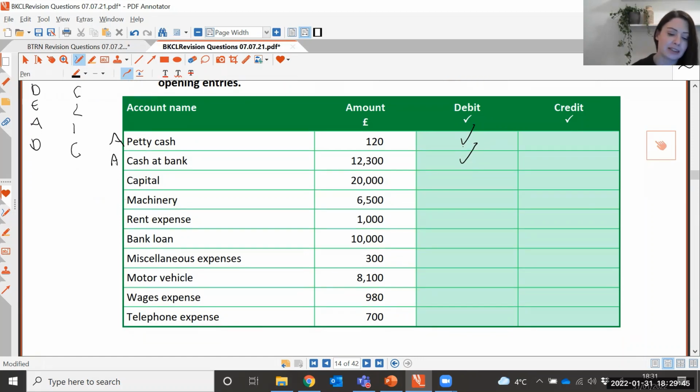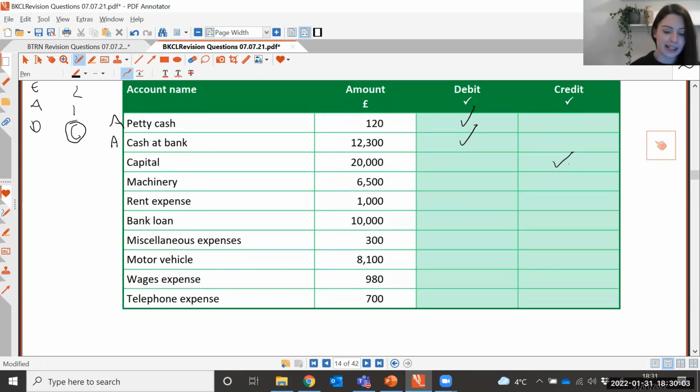Okay, what about capital? Yeah, so capital falls into our click just at the bottom, so it is a credit. Okay, what about machinery? Yeah, good, it's an asset. And yes, Fatima, you're right, it's a fixed asset. So debit or credit? I can see most of you have put a debit.